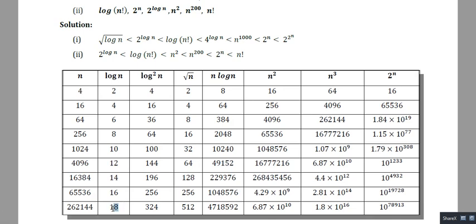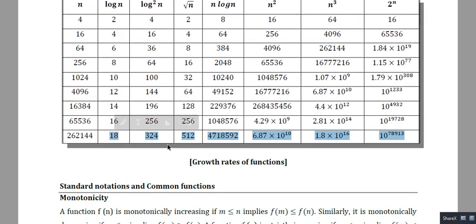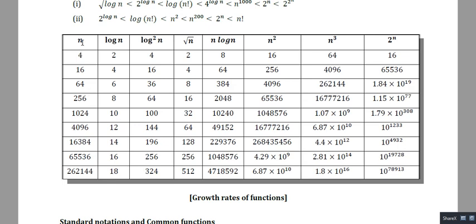So log n is taking less time, only 18, 324, and you just check the last value, 10 power 7. Okay, so you can check all these by running your algorithm by supplying suitable values of this n. Okay.